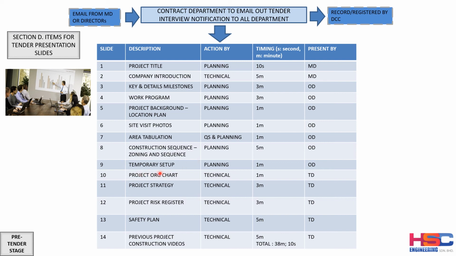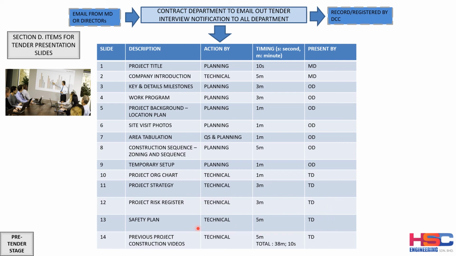Okay. And next is the temporary setup or the logistic plan. The planning department also will prepare, and will take only 1 minute to present. And the project org chart will be prepared by the technical department, and will be presented by technical director for 1 minute. The project strategy, the project register, and the project risk register also prepared by the technical department. Each of them is 3 minute presentation by the technical director.